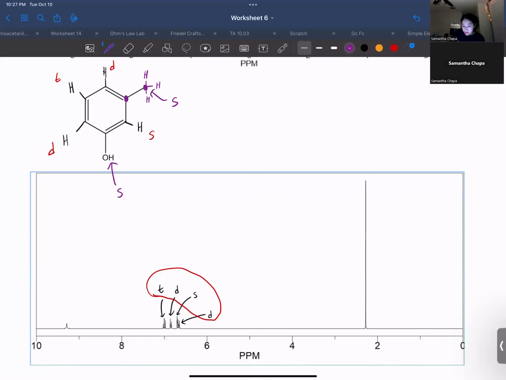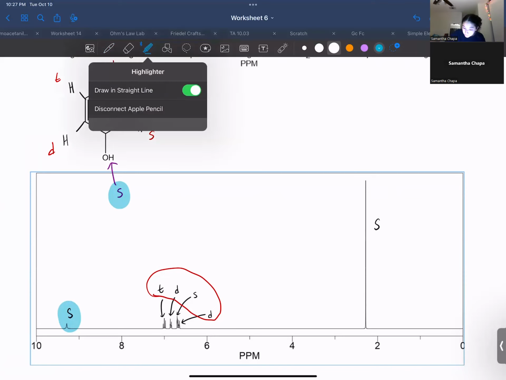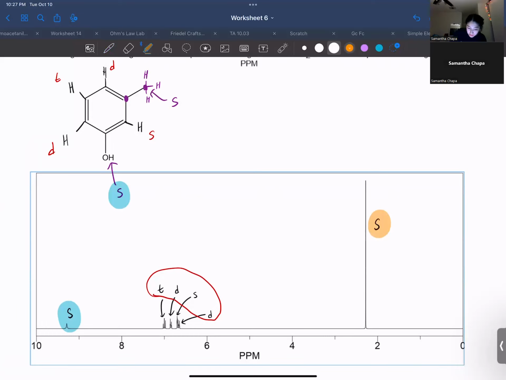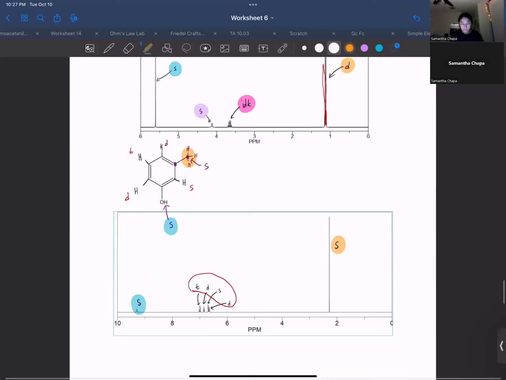I look at the rest of my peaks on my NMR. This is a singlet, this is a singlet. So now we have to use, what's it called? Like downfield, upfield type thing. So I would label this one right here as more downfield. Oops. And this one right here has this carbon hydrogen bond. There we go.